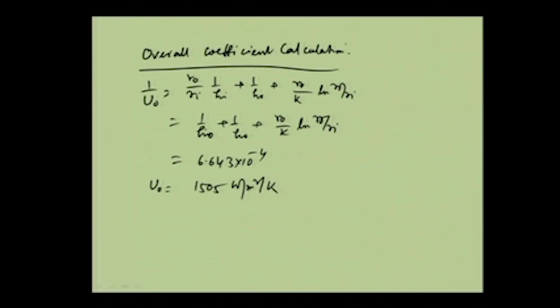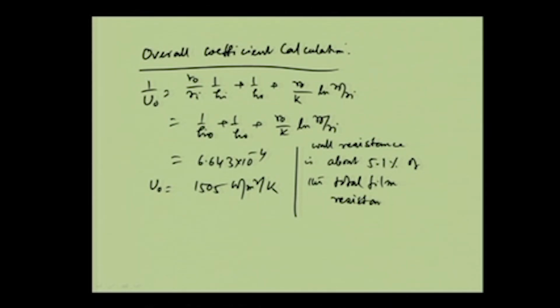Here one thing I should say is that the wall resistance, if we do the calculations, is about 5.1% of the total film resistances. So that is much less. The wall resistance is nothing but this one, and these are the total film resistances. Okay. Now I have got UO.